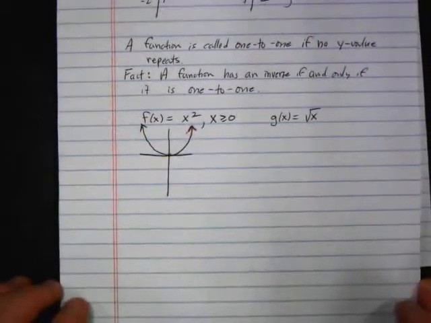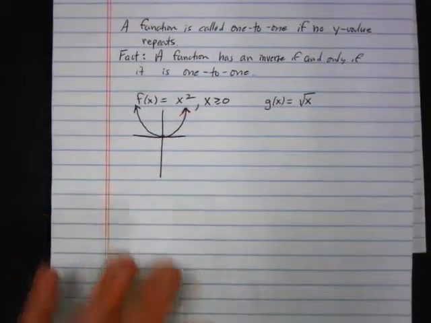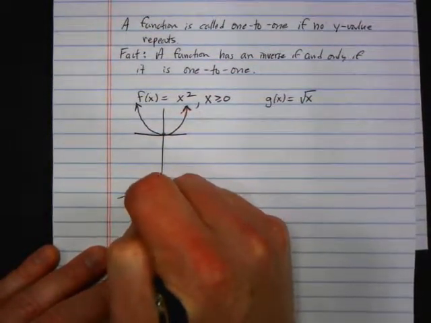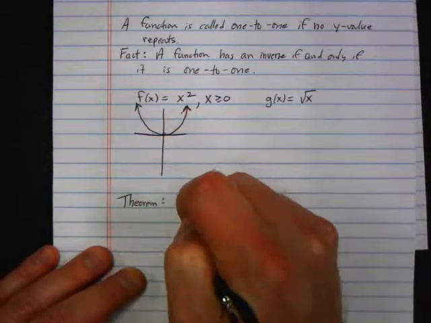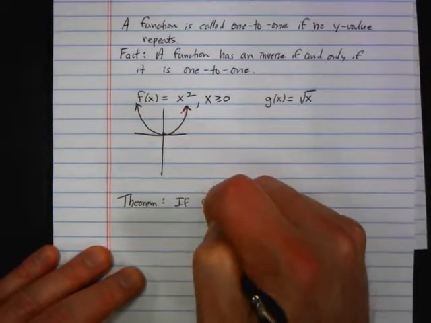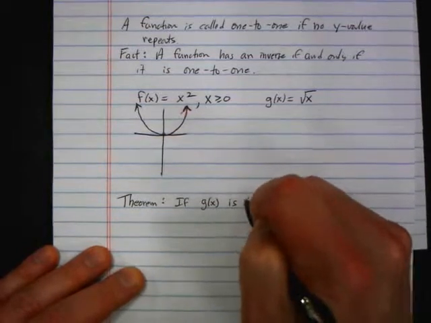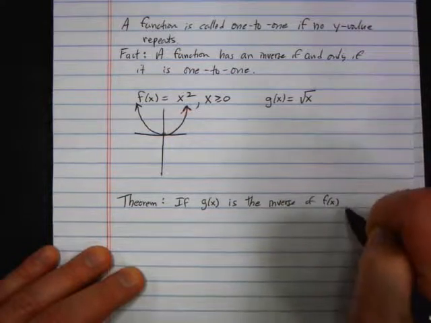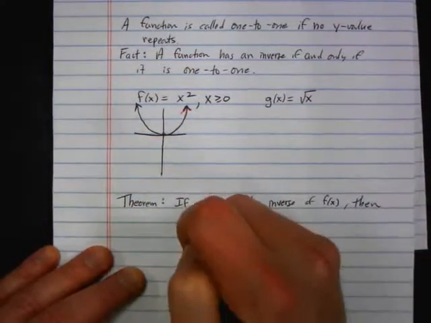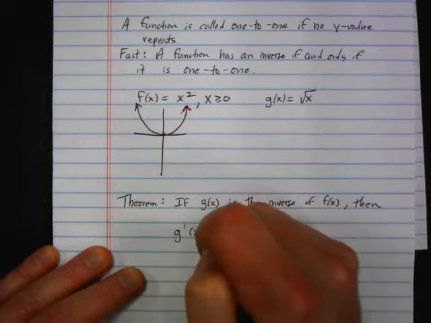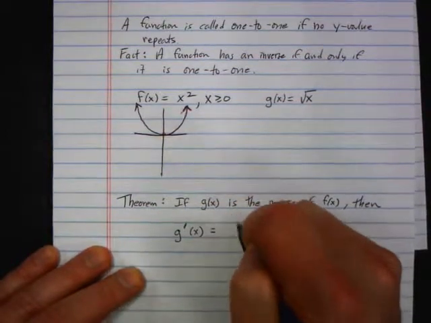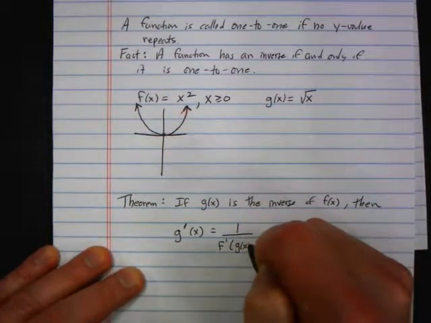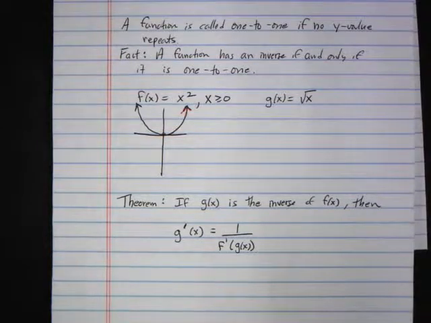All right, so that's your brief algebra review. Now we're going to do some calculus. If g of x is the inverse of f of x, then g prime of x is 1 over f prime at g of x.